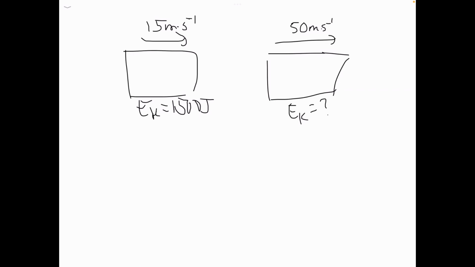Say that a body is traveling with a speed of 15 meters per second and has a kinetic energy of 1500 joules. If the speed of the body is increased to 15 meters per second, estimate its new kinetic energy. So first, let's calculate the mass since there's no change in mass for the body.